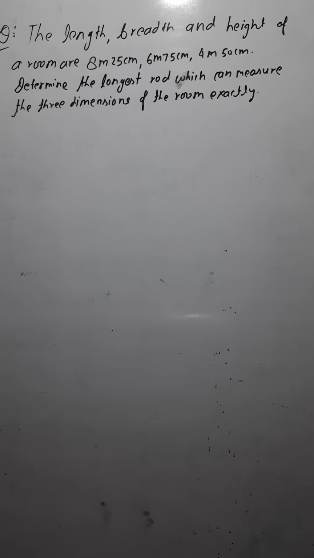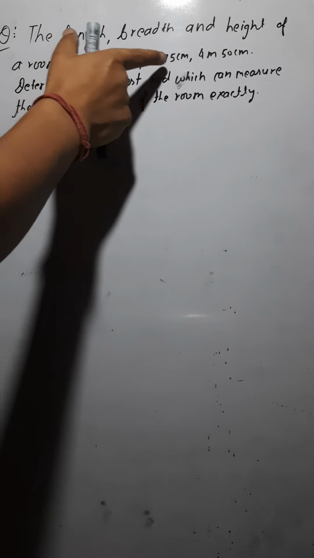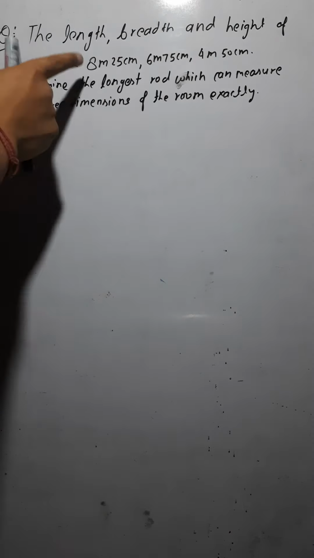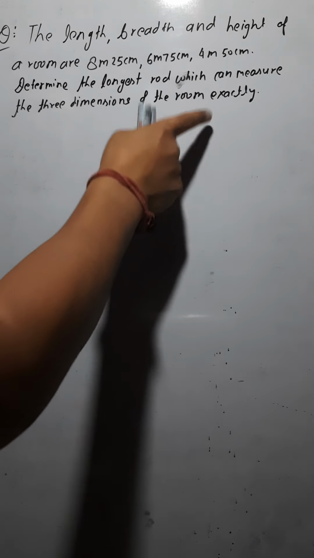Question number one is: the length, breadth and height of a room are 8 meter 25 centimeter, 6 meter 75 centimeter and 4 meter 50 centimeter. So these are the length, breadth and height respectively. Determine the longest rod which can measure the three dimensions of the room exactly.